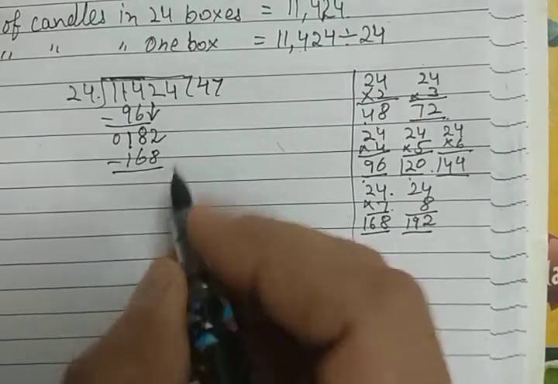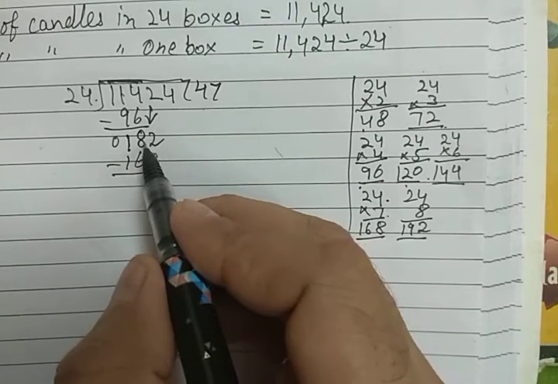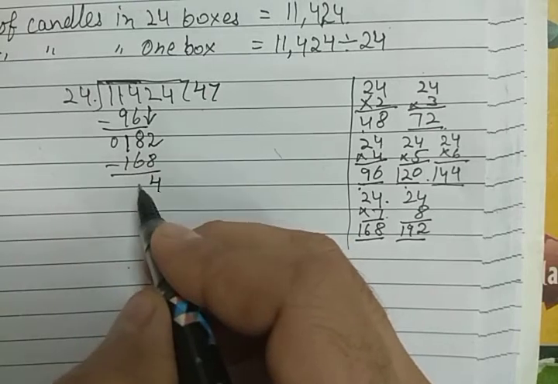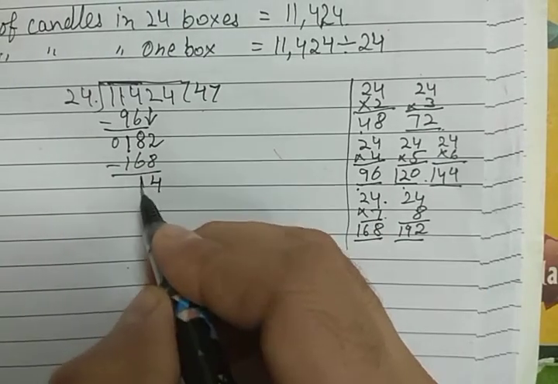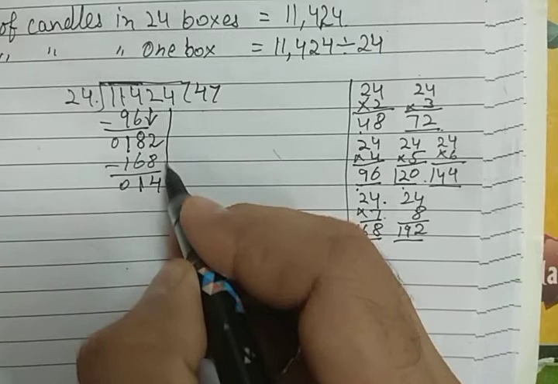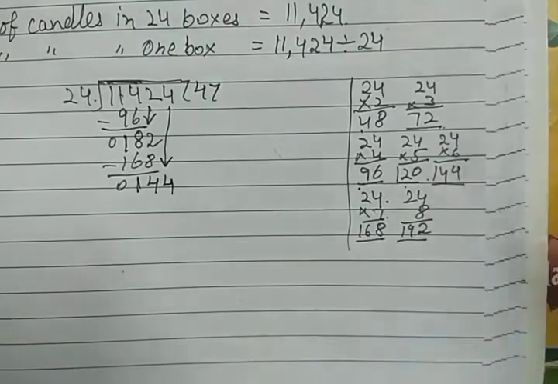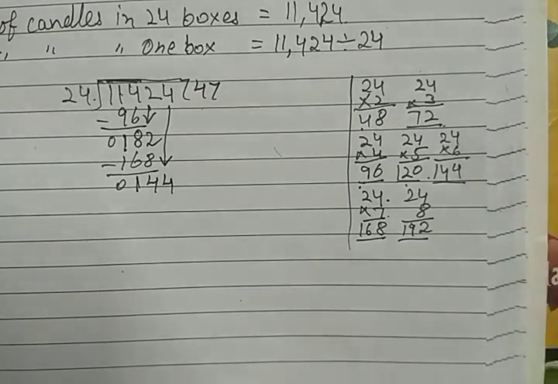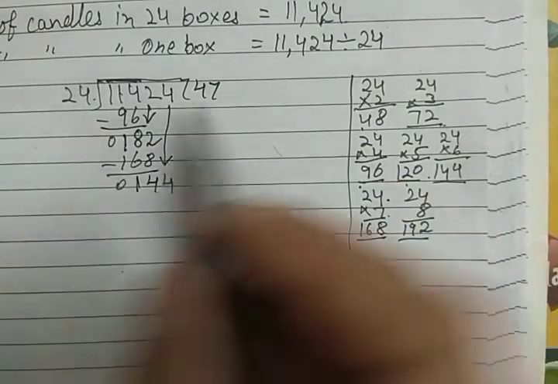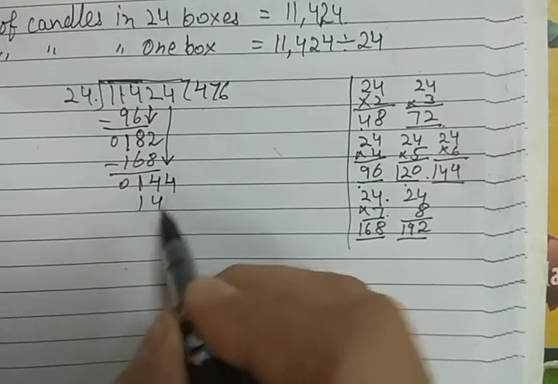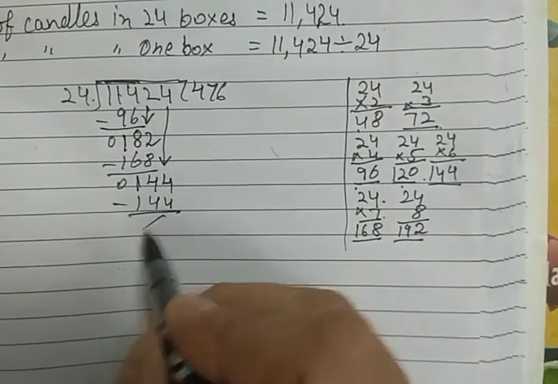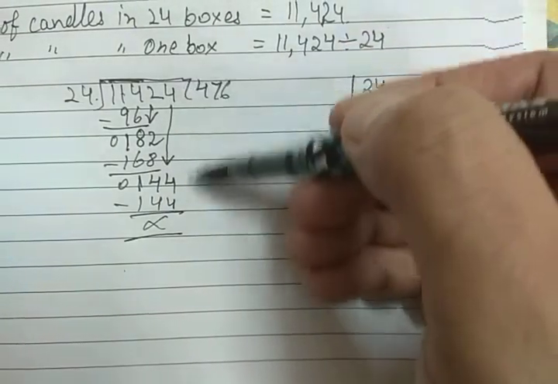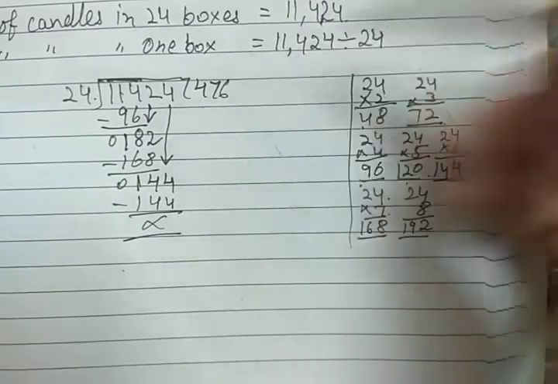168. Subtract it again. Now we will borrow. It becomes 12. 12 minus 8 is 4. What is left is 7. 7 minus 6 is 1, and here is 0. What will come down now? 4. So you can see here 24 sixes are 144. Now subtract it. 0. Now there is nothing left to come down, so this is the answer.